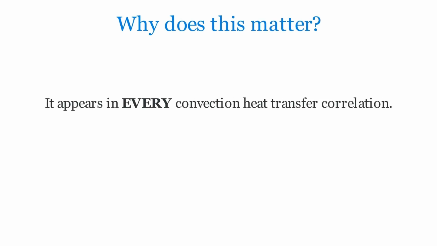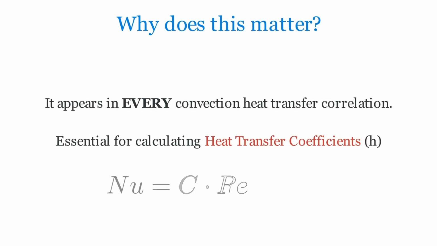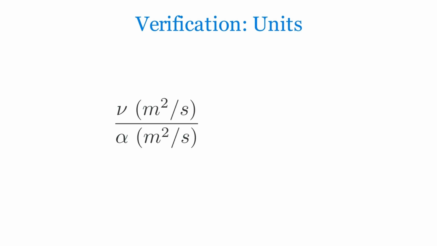Why does this matter? Prandtl number appears in every convection heat transfer correlation. It's essential for calculating heat transfer coefficients in forced convection. Verification, check that it's dimensionless, nu meters squared per second, divided by alpha meters squared per second, units cancel out.